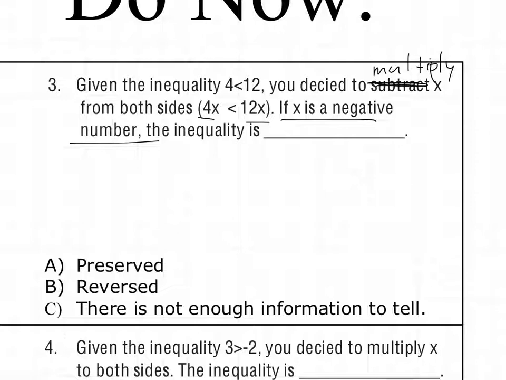So here we see we have multiplication of a negative number. We don't need to know anything more about that number except that it is negative, and so we know that it is going to be reversed.